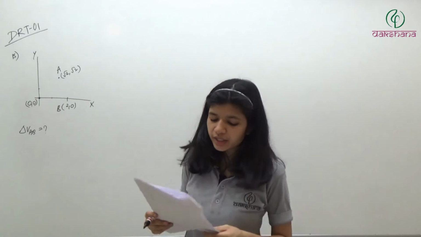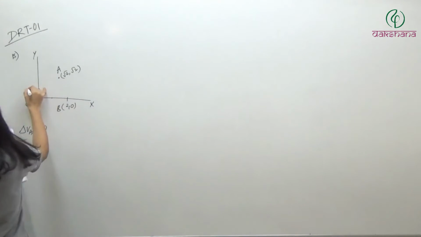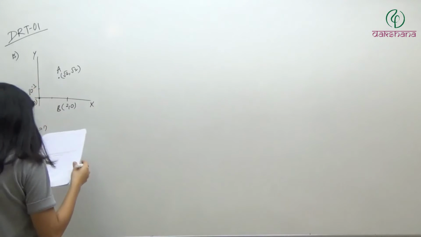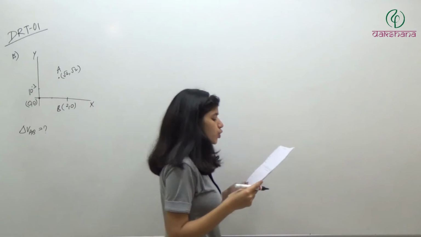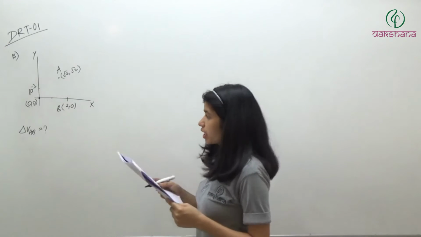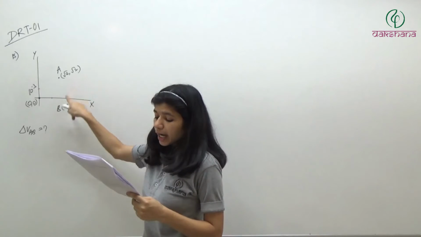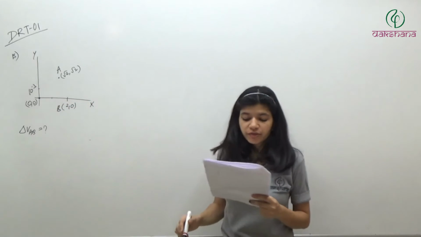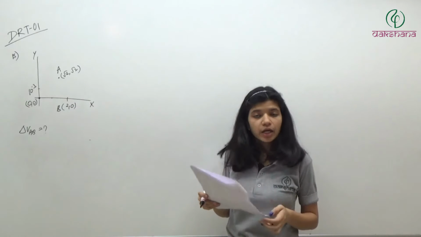An electric charge 10 to the power minus 3 microcoulomb is placed at the origin (0, 0) of xy coordinate system. 2 points A and B are situated at (root 2, root 2) and (2, 0) respectively. The potential difference between the 2 points A and B will be.